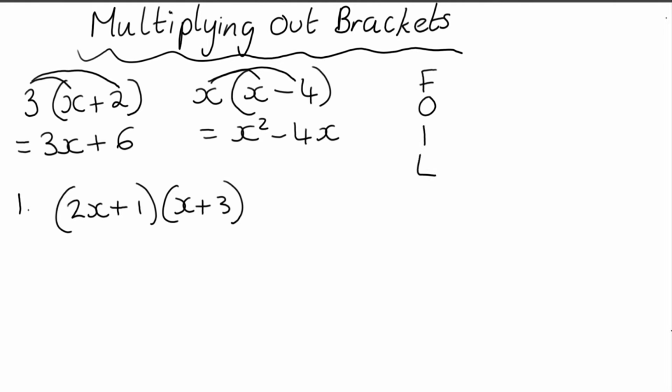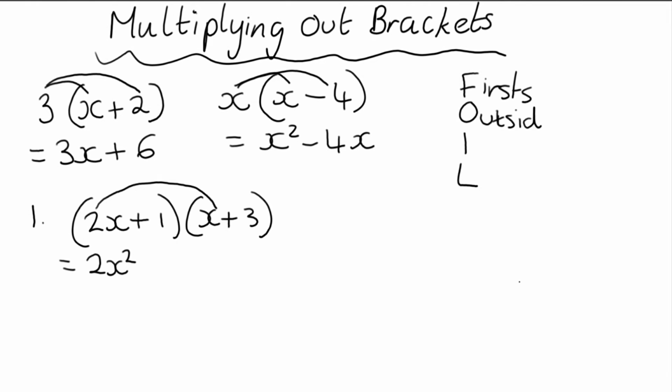FOIL stands for firsts in the bracket. The first parts of the bracket would be the 2x and the x in this case because they come first. So if you multiply both of those, you get 2x squared. The next one is the O, and that stands for outside. So the next one is the outsides of the bracket. That's 2x and the 3. Multiply that together, you get 6x.